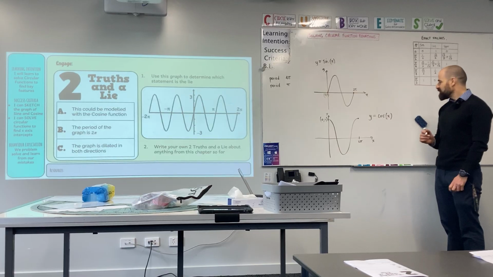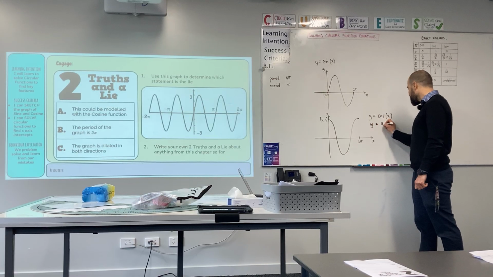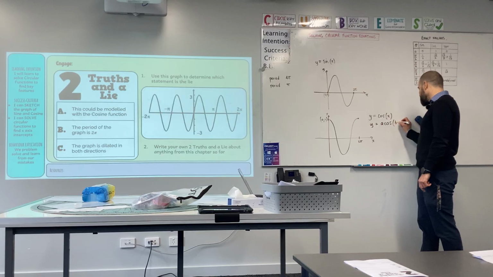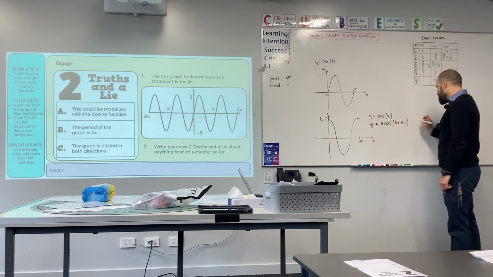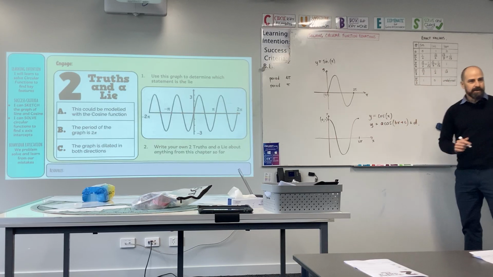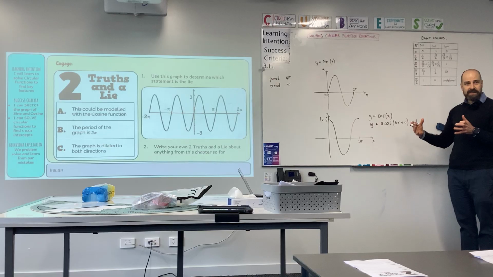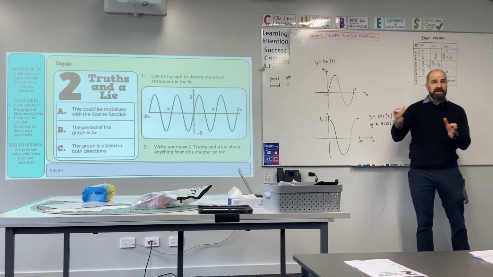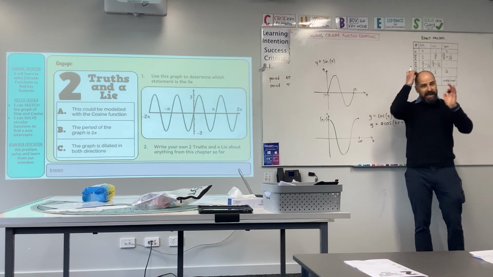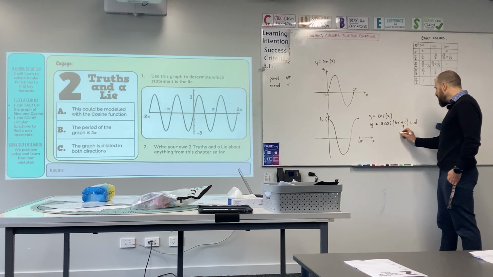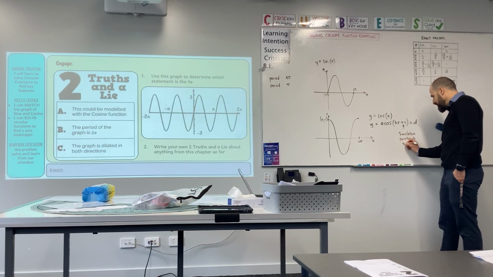You change the equation to A cos brackets BX plus C brackets plus D. Good. This part does what, when I have it inside the brackets? Side to side. What's the formal word we use for side to side? It's a translation. Good. So we get a translation parallel to the x-axis.